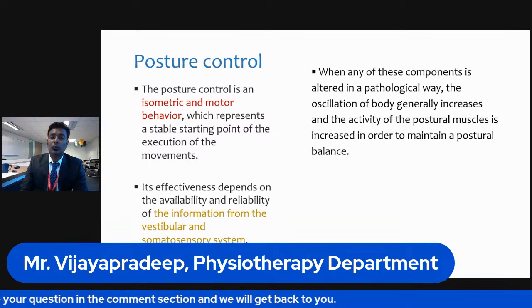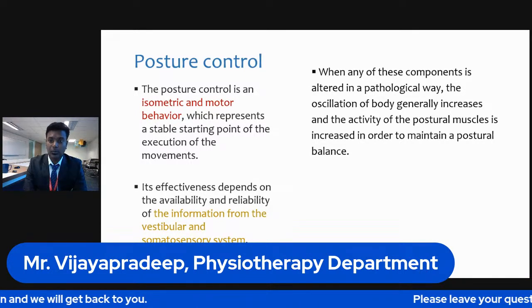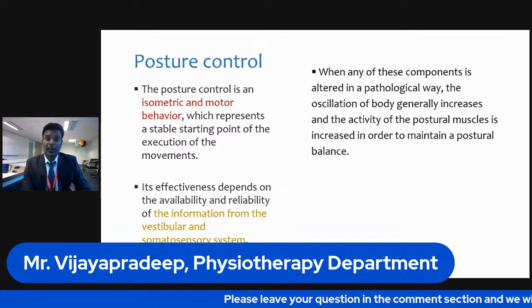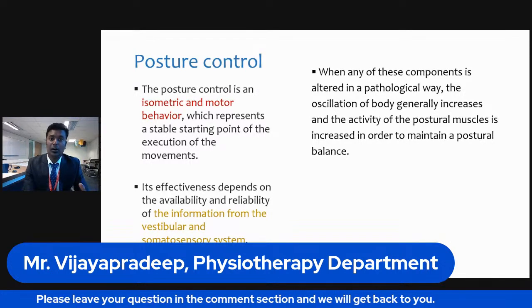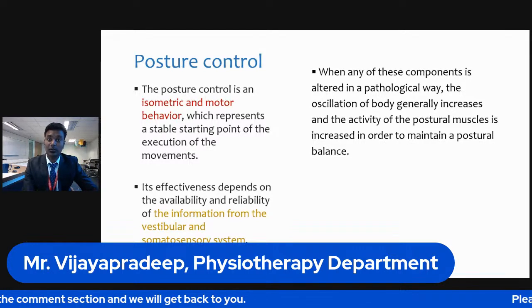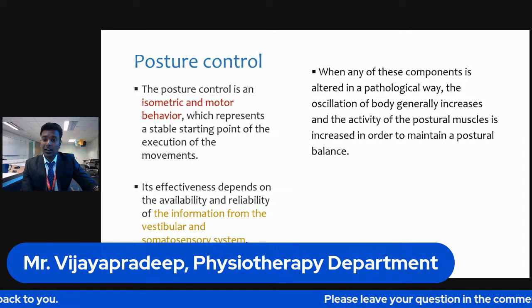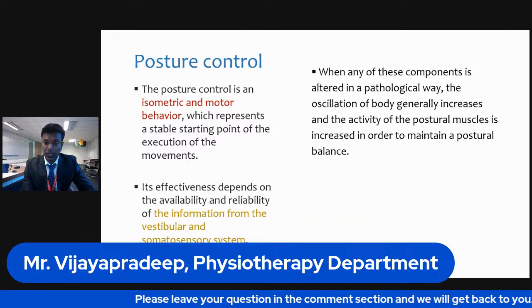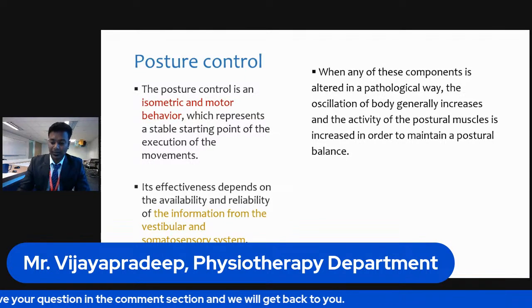When any of these components is altered in a pathological way, oscillation of the body occurs. The body will not maintain its proper, stable posture when the person is standing. And when he tries to move in a walking or any other pattern, it may not be possible for the person to do those without problems. That is called the pathological way, resulting from an imbalance between any of these structures and also the postural muscles.